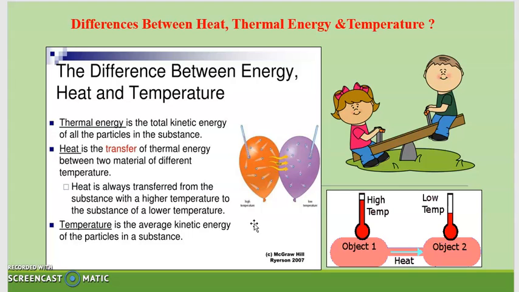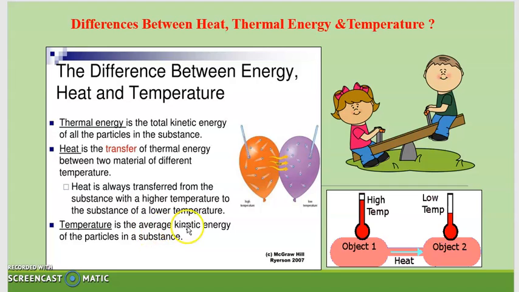Now, let's look at some differences between heat, thermal energy, and temperature. Thermal energy is the total kinetic energy of all the particles in the substance. Remember, it's total. Heat is the transfer, a flow of thermal energy between two materials at different temperatures. So heat is a flow, always flowing from hot to cold. Heat is always transferred from the substance with higher temperature to the lower temperature.